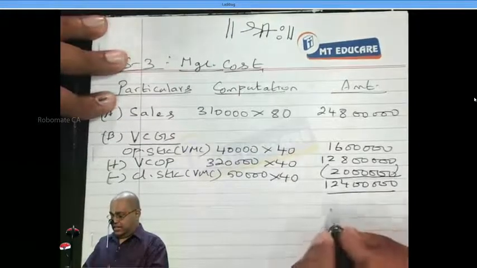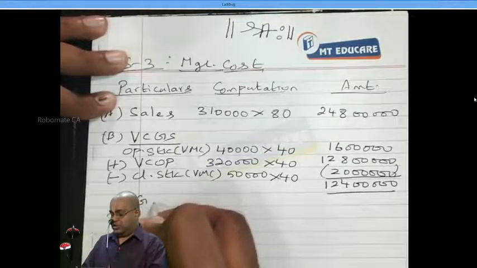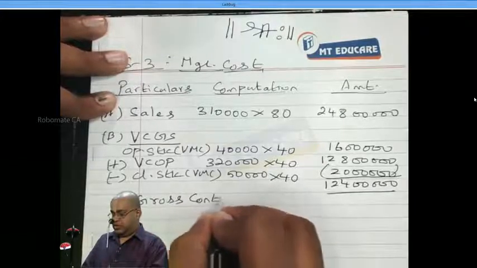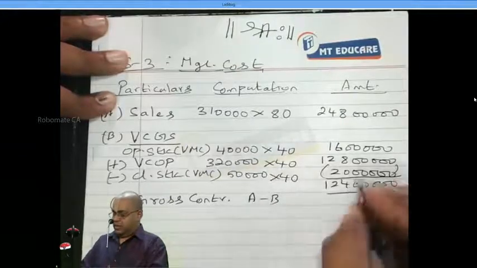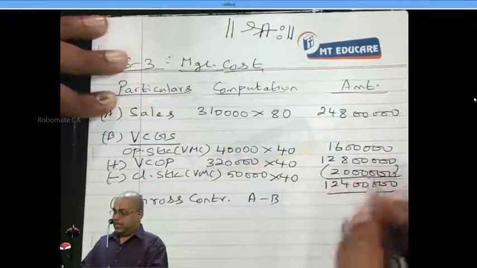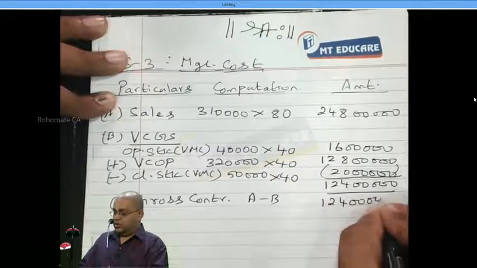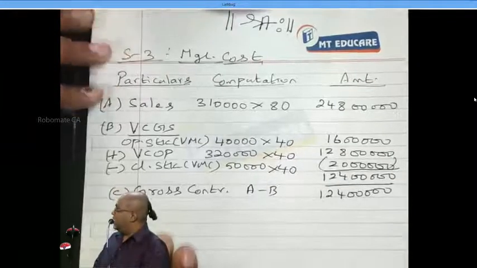Next, capital C. Tell me what is capital C? Gross contribution. What minus what? A minus B. 2 crores 48 lakhs minus 1 crore 24 lakhs gives how much? 1 crore 24 lakhs is going to give you capital C, gross contribution. Can I push it or not?